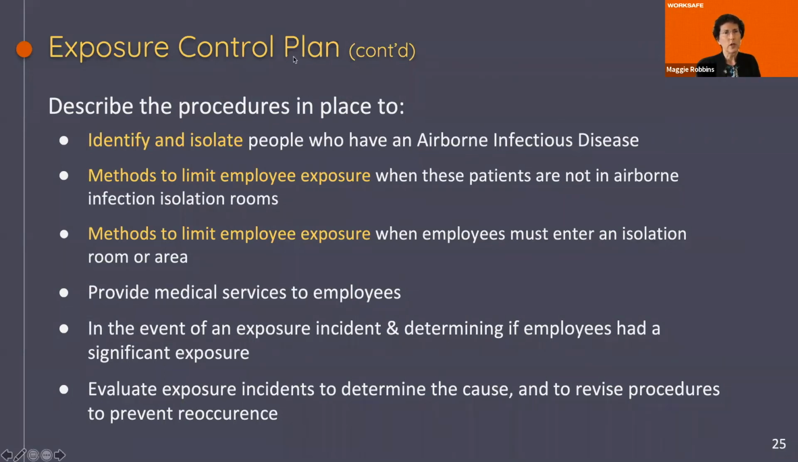The first one here is in a way the most important. It's about identifying and isolating people who may have an aerosol infectious, an airborne disease, sorry. And if you can identify them quickly and isolate them, then that is one way to prevent everybody else in a work environment from potentially being exposed to them. The plan has to go into detail about precautions that we put in place when patients are not in an airborne isolation room, as well as the precautions that are in place when they are in that room, because workers must go in and out of that room in order to treat that patient.